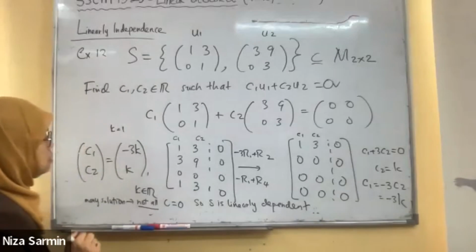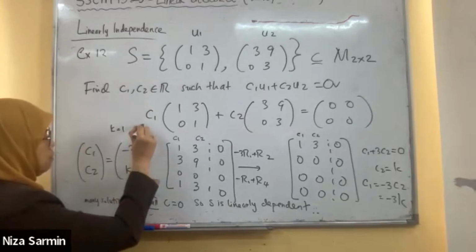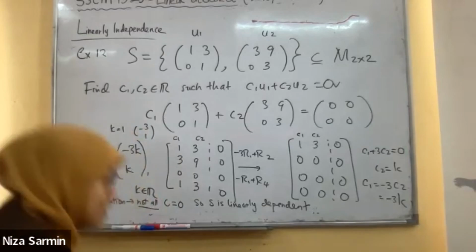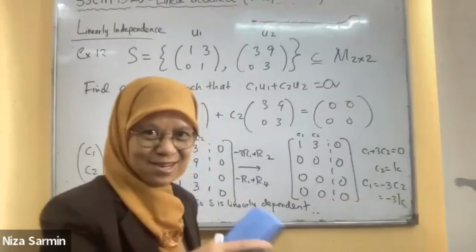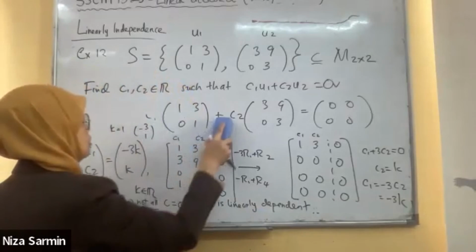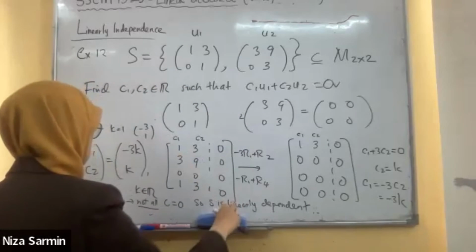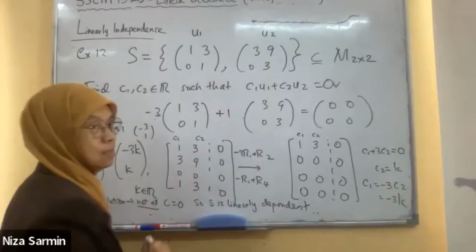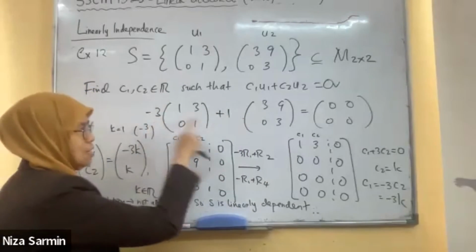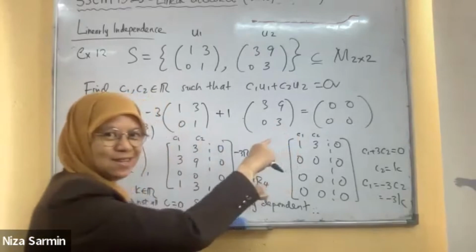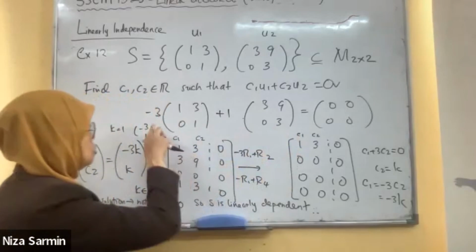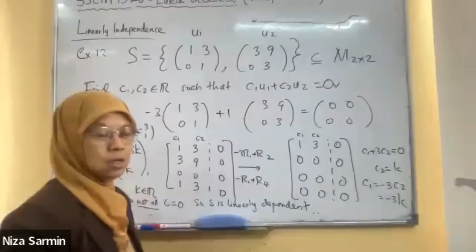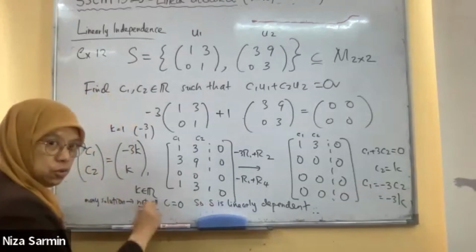And if I put K is 1, this gives me negative 3 and 1. Remember, just now I put the answer. Negative 3 plus 1, or 3 minus 1, right? The same thing. Actually, you can choose negative 6 plus 2. So there are many solutions, but not all 0.